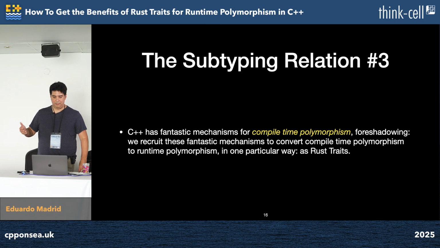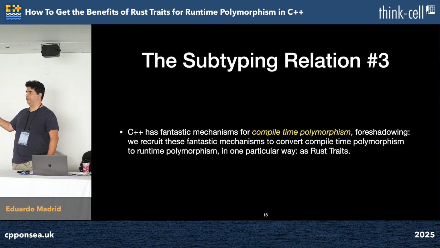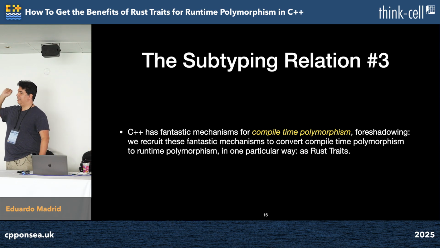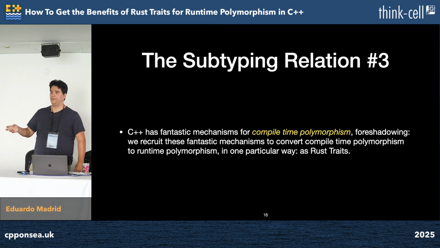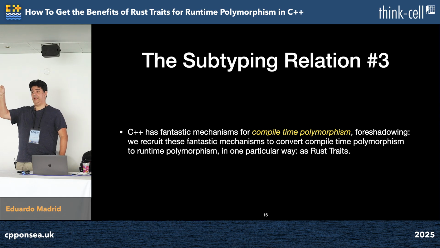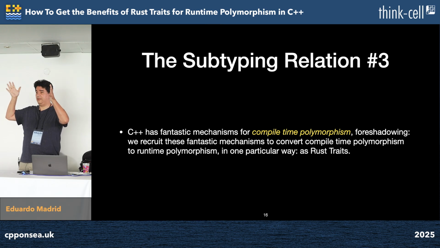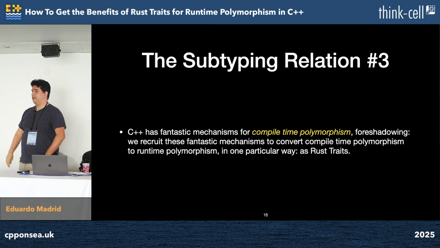A really great thing about C++ is it has fantastic mechanisms for compile time polymorphism, because we can have subtyping at compilation time, and we use it pervasively. Like, for example, containers, okay? You can understand the word of a container, and you can have an algorithm that does, for example, quicksort.